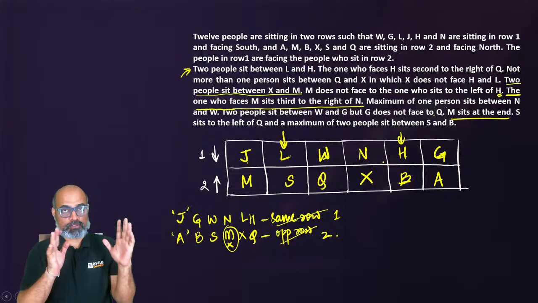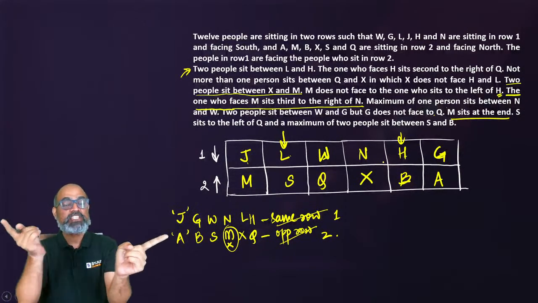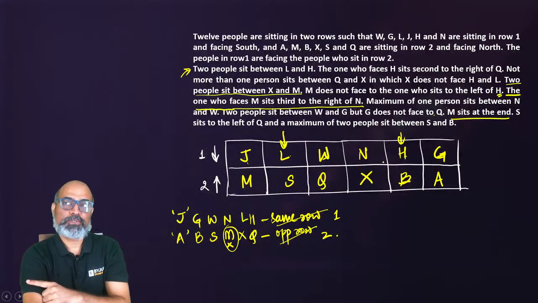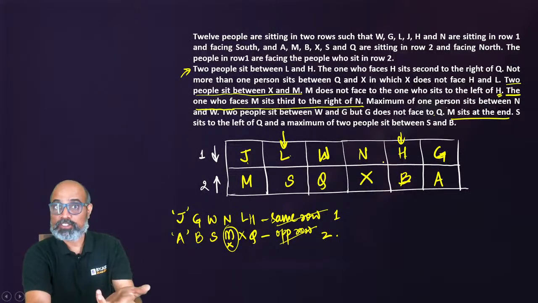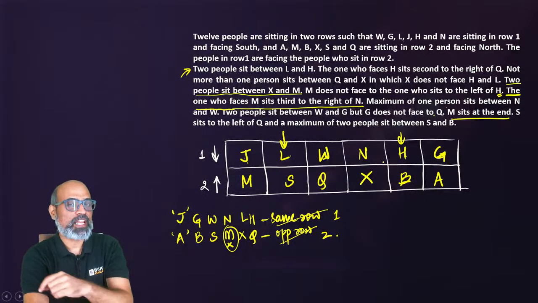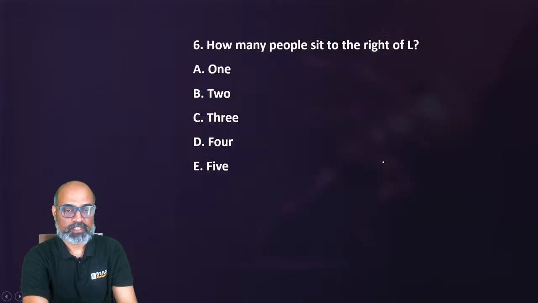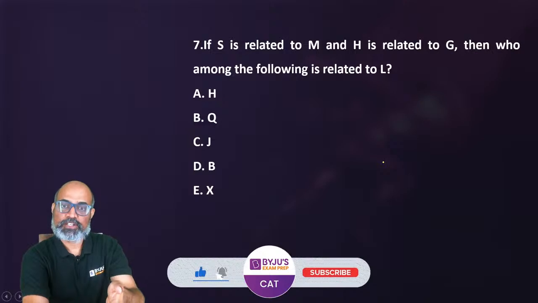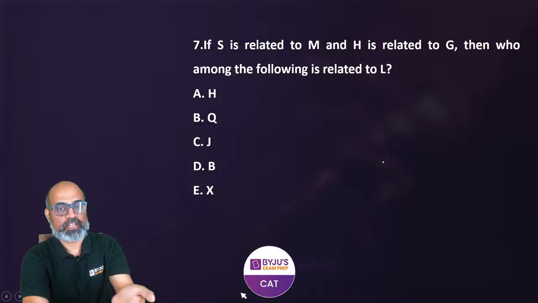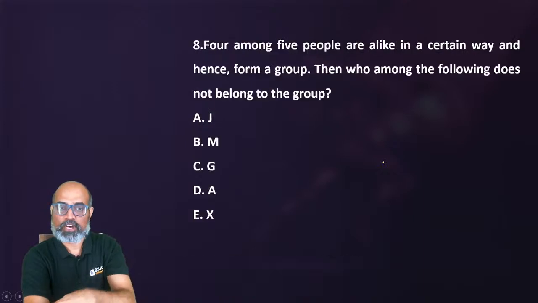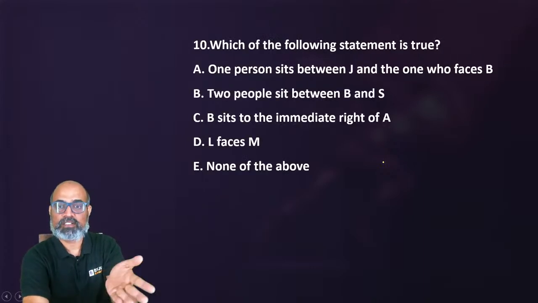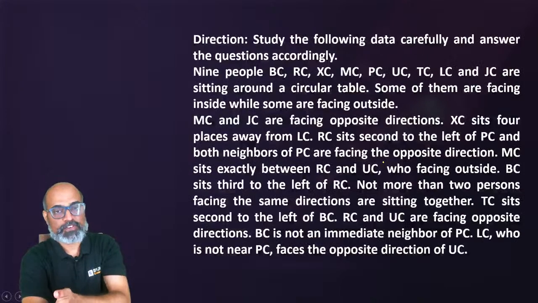What if I move L and H further? What if I interchange H and L? Then what happens, right? So we will look at the options first. If the options say cannot be determined, then we will have to look into more cases if possible. How many people sit to the right of L? Definite options. If S is related to M and H is related to G, then who is related to L? So again, a definite option. Four people are in a certain form, they form a group, who does not belong to the group? Specific answer. Which of the following statements is true? Specific answer.